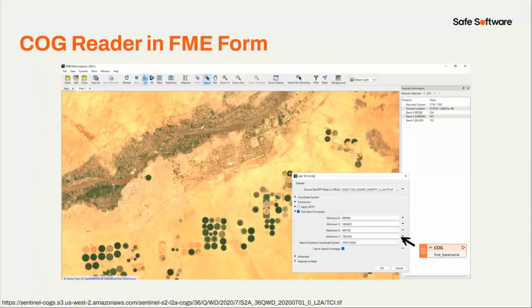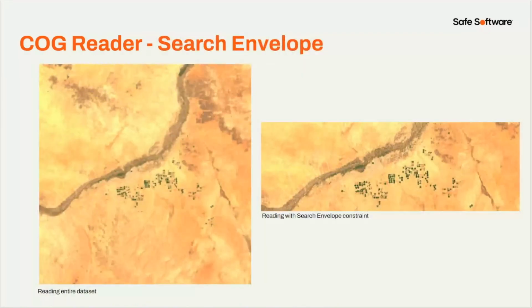So this is a COG with a search envelope applied. Screenshots again are taken in FME Data Inspector. And to kind of see what this is doing, I'll skip to the next slide. So really we're reducing the amount of desert imagery that we need to process at each step of the translation. So maybe here we're really trying to enumerate the amount of healthy fields in the image or apply some kind of analysis index like NDVI. If that's the case, we really don't need to be processing all this additional data.